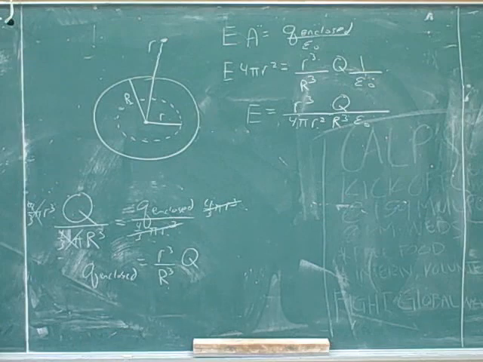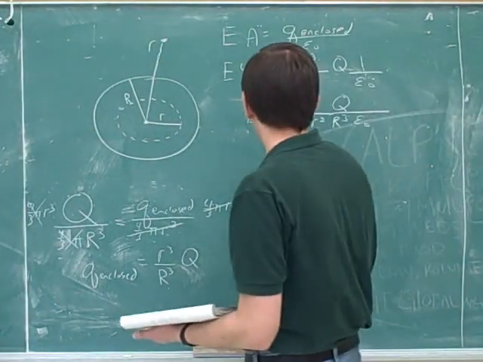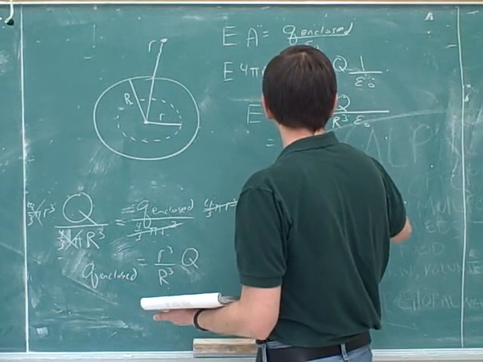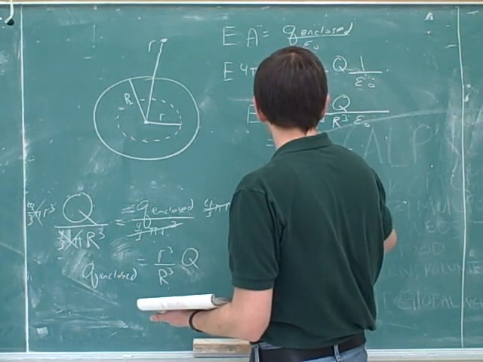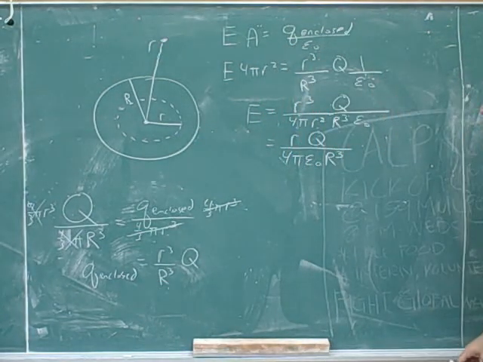So some of the little r's cancel. These little r's cancel with the little r's on top. We're left with a single power of little r on the top. Is that what you got?